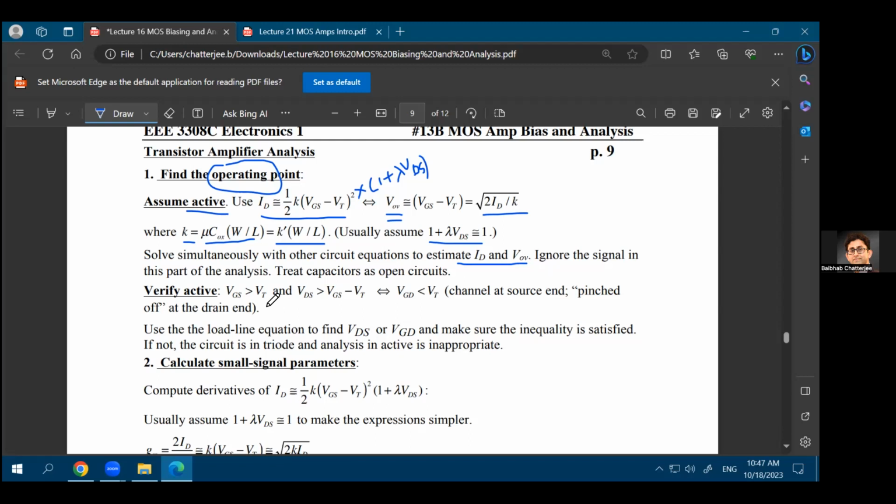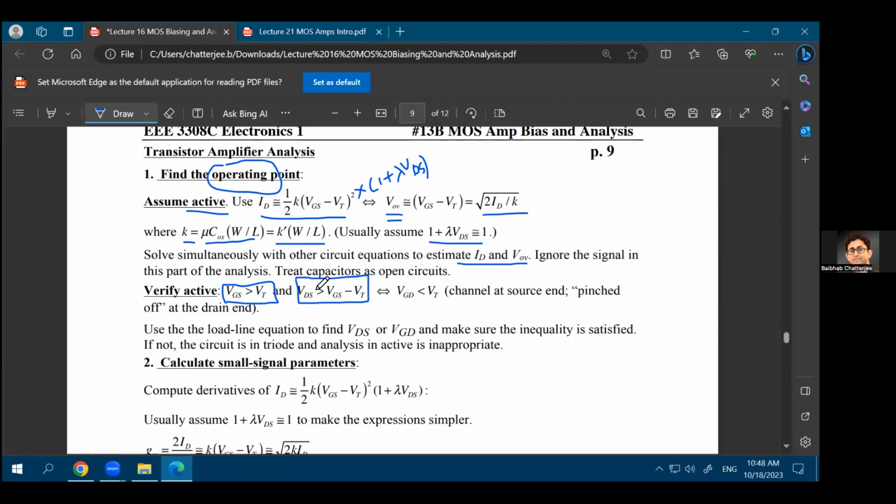The way you can verify whether you are still in the active region is that, of course, your VGS needs to be more than VT. Your gate to source voltage has to be more than the threshold voltage. And VDS, which is the drain to source voltage, has to be more than VGS minus VT. So drain to source voltage has to be more than your overdrive voltage, and VGS has to be more than your threshold voltage. That's the way you can verify whether you are actually in the active region or not.